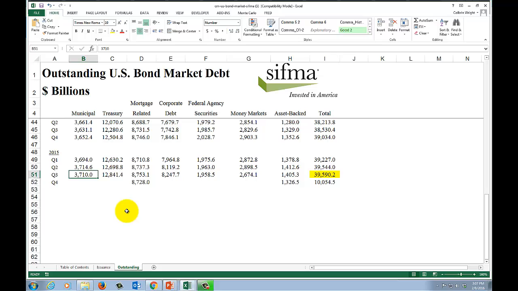Roughly 3.7 trillion of that was in the form of municipal bonds, 12.8 in the form of treasury bonds, 8.7 tied up in mortgage-related securities, corporate debt at 8.2 trillion, agency securities at 1.9, and money market at 2.6, and then asset-backed at 1.4. So how does the $39.5 trillion compare to the stock market?